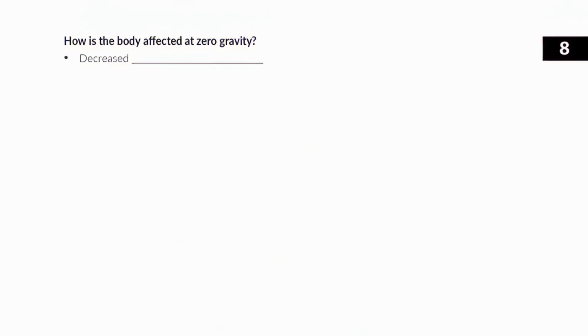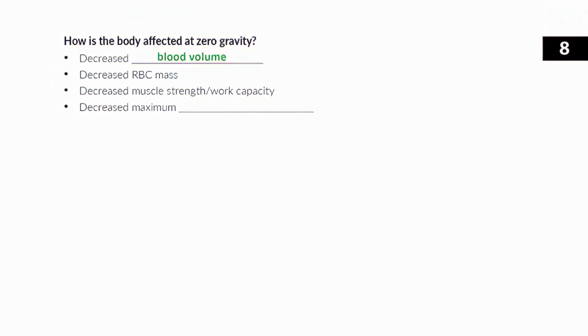And then the other main thing I want to discuss about space medicine is how the body is affected at zero gravity for a prolonged period of time. This is in your study guide. At zero gravity, you have a decrease in blood volume, decreased red blood cell mass, decreased muscle strength and work capacity, decreased maximum cardiac output, and the last notation is loss of calcium and phosphate resulting in loss of bone mass. So that's what happens with a prolonged stay at zero gravity.